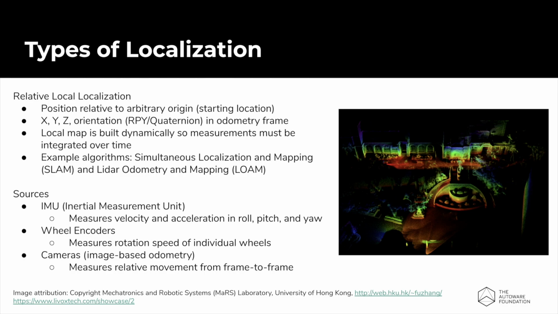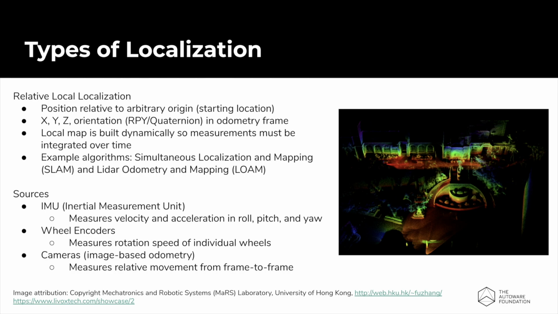Some example algorithms that can be used for relative local localization are simultaneous localization and mapping, or SLAM, and Lidar odometry and mapping, or LOM. Some of the sensors you can use for relative local localization: SLAM and LOM both use Lidar, but you can also use IMU, or an inertial measurement unit. The IMU measures velocity and acceleration in roll, pitch, and yaw, and when you aggregate those measurements over time, you can come up with an estimate of where your vehicle is relative to your origin.